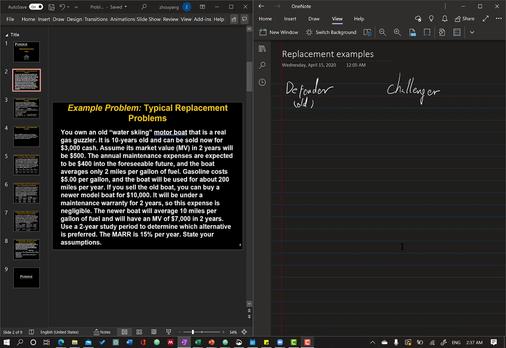To solve this problem, it's the same idea to compare multiple projects as we have studied. And here we're going to use the present worth method. We want to find the present worth of the cost for the Defender and the present worth of the cost for the Challenger. Now let's first look at the Defender. So what are these components? First one will be the investment cost.